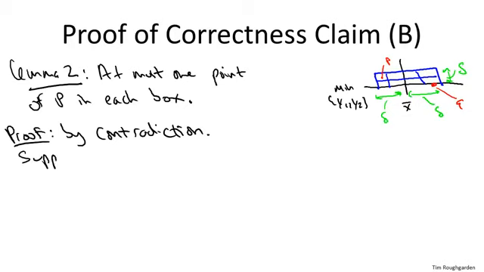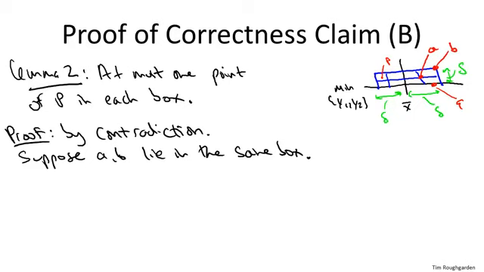So we're going to proceed by contradiction. We're going to think about what happens if there are 2 points in a single box, and from that we'll be able to derive a contradiction. So call the points that wind up in the same box a and b. To the contrary, suppose a and b lie in the same box. So maybe this is a here and this is b here, at opposite corners of this particular box.